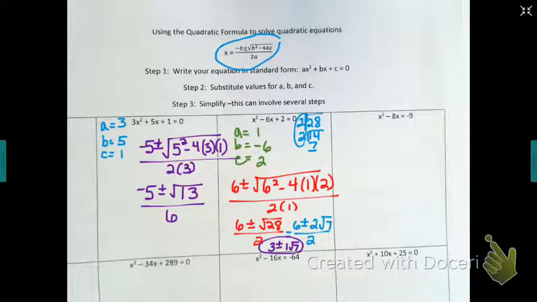Okay, so let's look at the third one. The third one's a little bit different. Can you tell me what's different about it? You see how the negative 9 is over on the right?